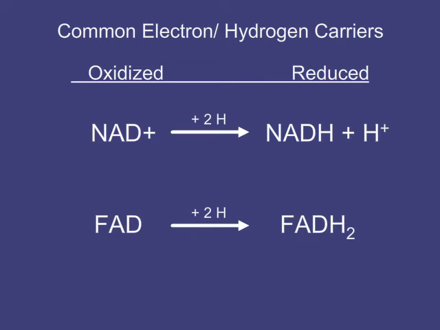Now let's take a look at FAD. FAD is the oxidized form. If it grabs a hold of two hydrogens, it becomes the reduced form. And so NAD and FAD are important electron carrier molecules that help to transmit the potential energy that is released when food is broken down, and eventually they're going to help us to convert that energy into ATP.